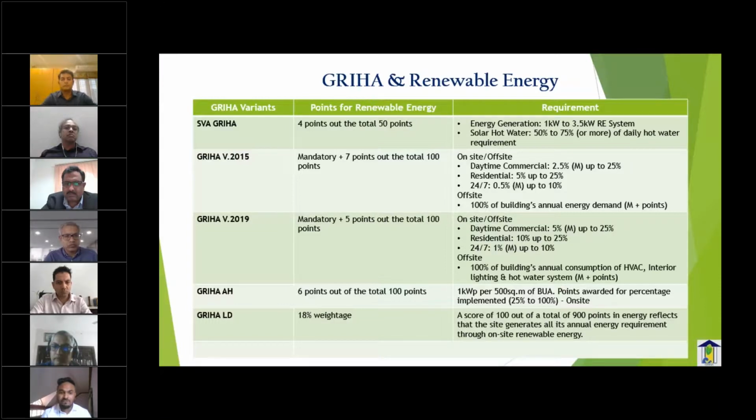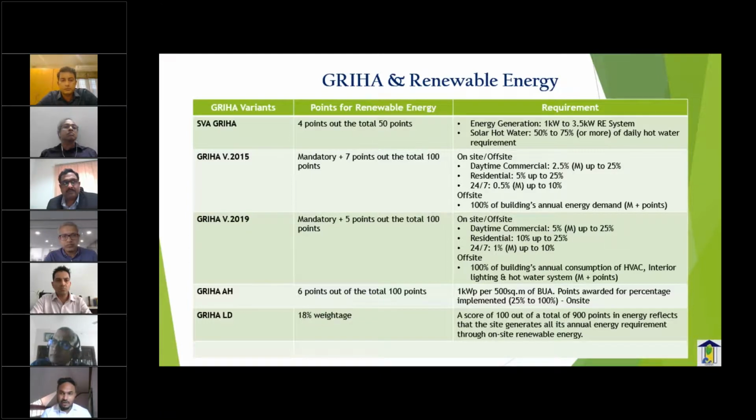per GRIHA version 2015. In 2019, which is our latest version, which we launched back in December 2019, here it's again a mandatory requirement, and 5 points have been attributed to the renewable energy system. And we've increased the percentage with respect to mandating it. So we've gone ahead with 5% for daytime commercial and 1% for 24/7 operational buildings.